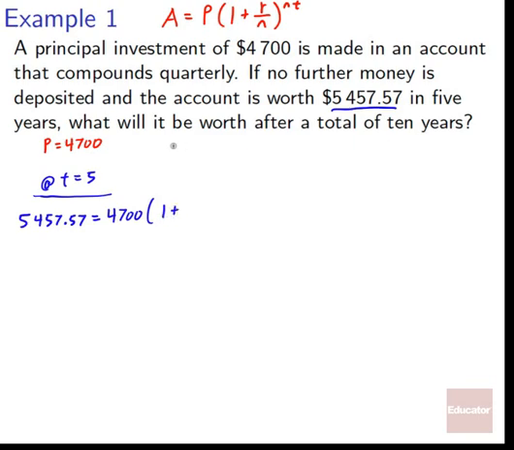That's one of the things we don't know yet. We don't know what our rate is, and that's why we're setting up at t equals 5 instead of just hopping immediately to the 10 years question. We need to figure out what our rate is first, so that's what we're figuring out now. 1 plus r over n.